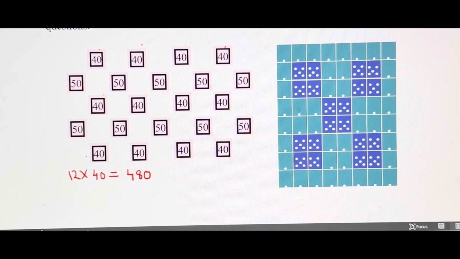Now the other number is 50. So 1, 2, 3, 4, 5, and 5 more, 10 over here. So it is 10 times 50, right. Instead of adding the numbers, we multiply them that many times. You all know that multiplication is repeated addition, so instead of adding repeatedly, we multiply. So 10 times 50 means 500. Now if we add these two numbers, the answer is 980.